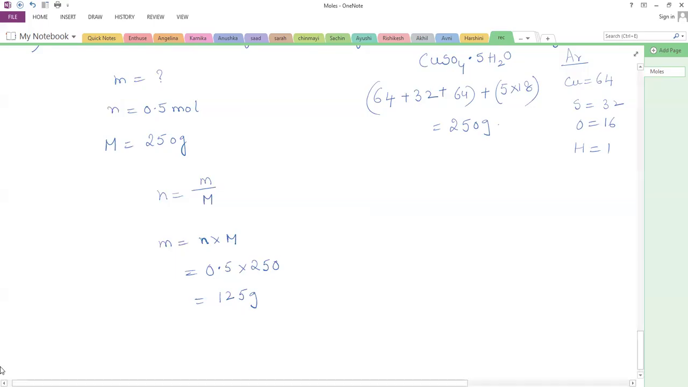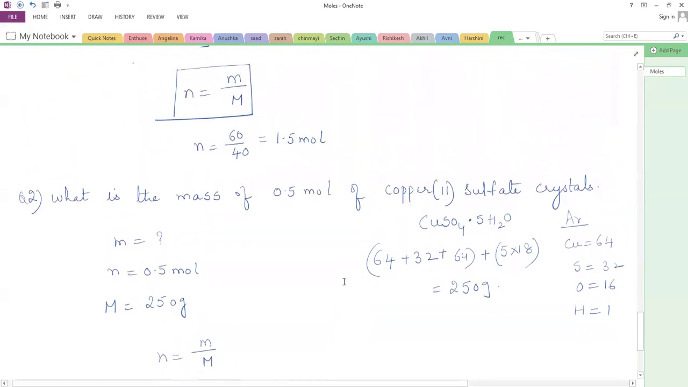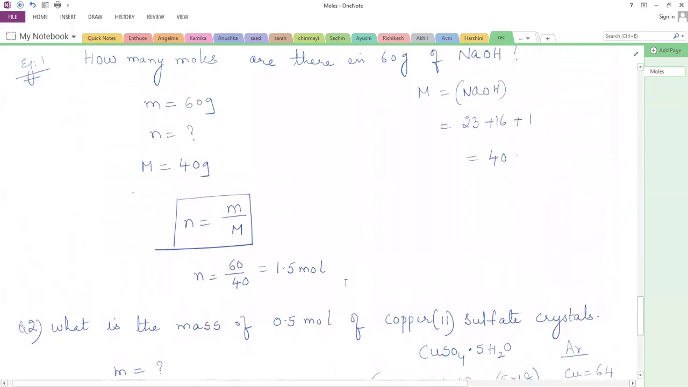You can rearrange your formula and use it accordingly depending on the question asked. So the basic formula is number of moles is equal to mass by molar mass. In the given mass of the substance, how many moles are present? You should be using this formula.